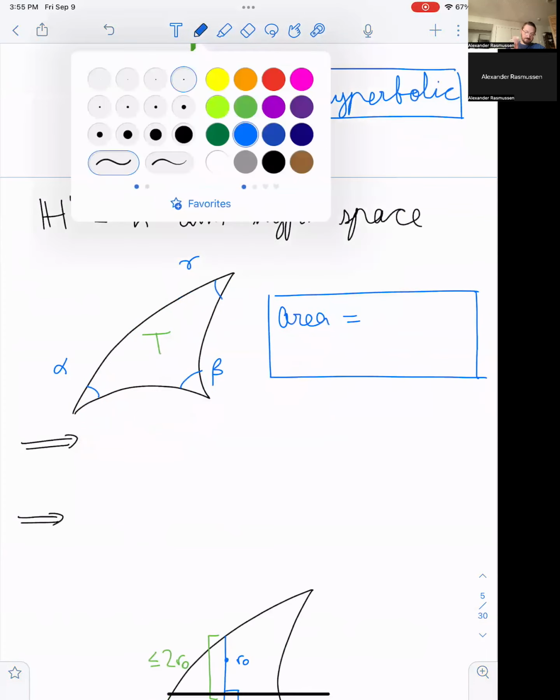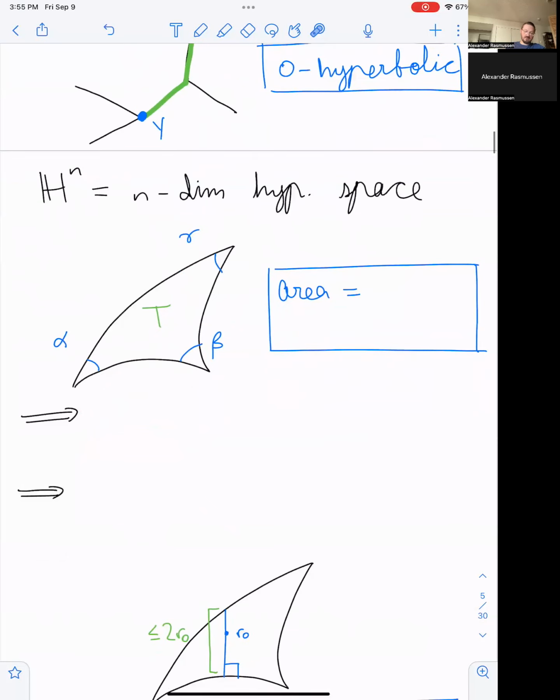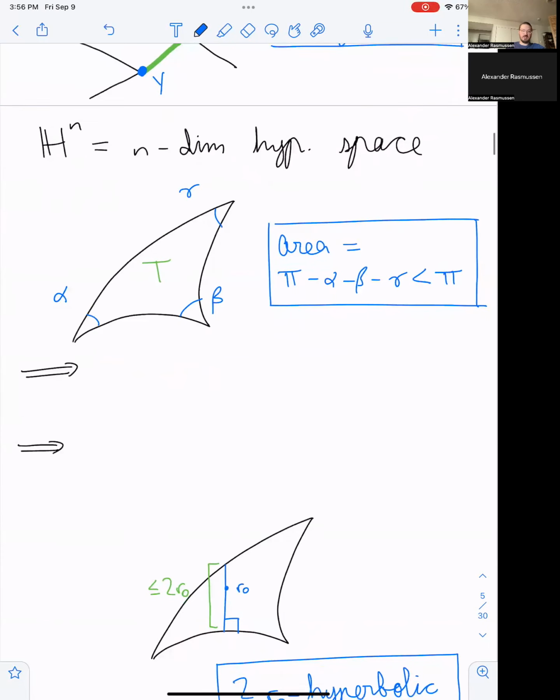Well, one way to see this is by using this really beautiful formula for the area of a triangle. You take some random geodesic triangle T, and it has 3 angles, alpha, beta, and gamma. And the beautiful formula for the area is pi minus alpha minus beta minus gamma. So in particular, the sum of the angles is less than pi, and the area is less than pi as well. So there's actually a bound on the area of any triangle, which is very weird if you're coming from thinking about Euclidean spaces.